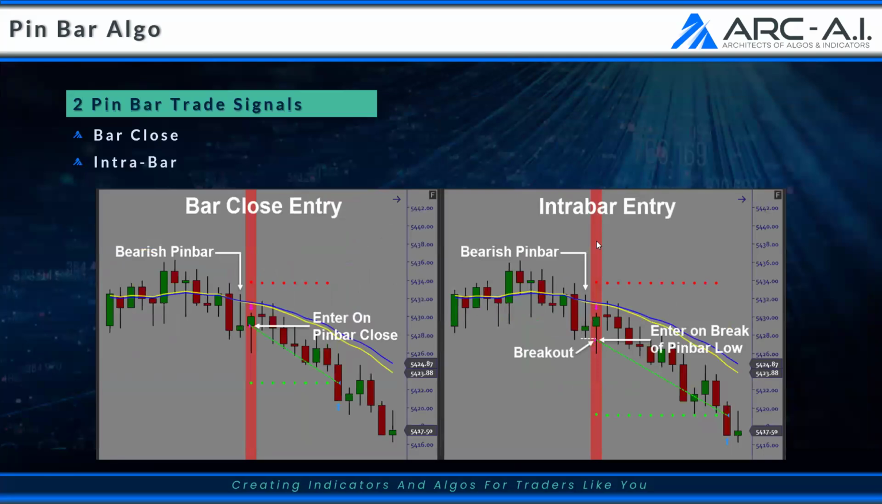You can trade bar close. You can trade intra-bar. So if you want it to enter right at the close, or if you want it to break out of that bar, you can do so either way.